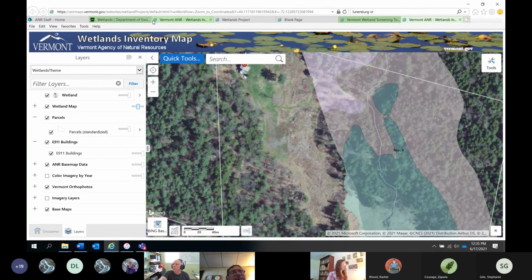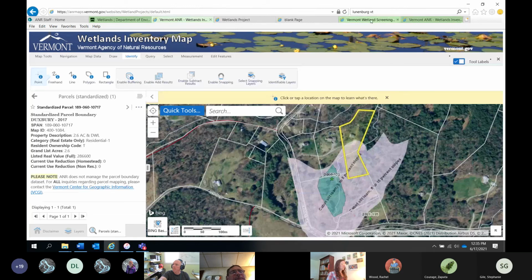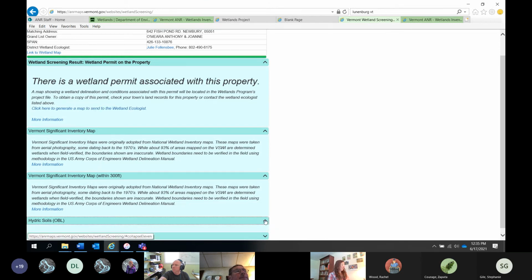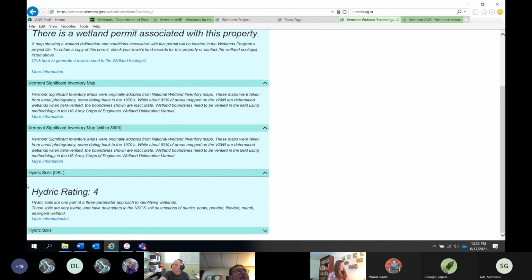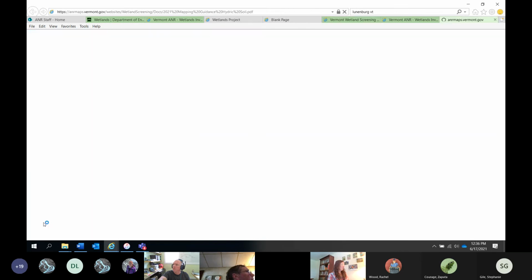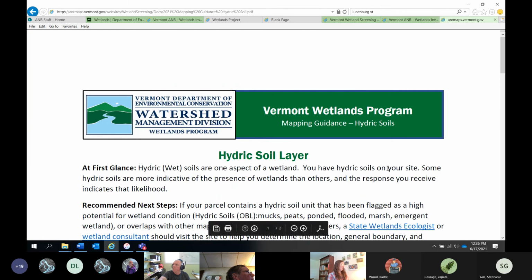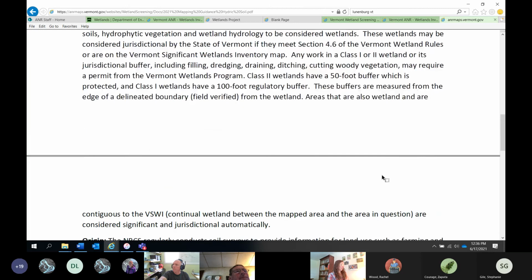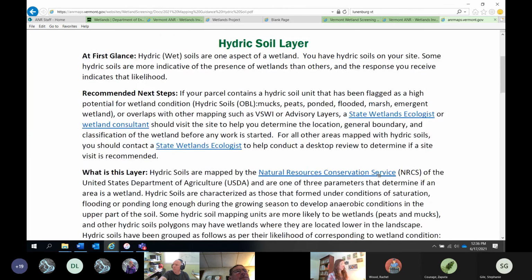So let's go back to the tool, see what that says. So there's a permit associated with the property. There's a VSWI map. There's a VSWI map off property. And there's this obligate soil unit. Hydric soils are 1 part of 3. These soils are very hydric, meaning it's very, very likely that those are going to be considered wetland. And we can go into the hydric soil layer and get some information about what that means.